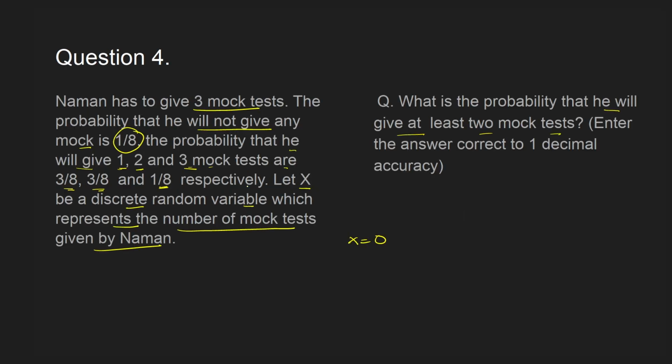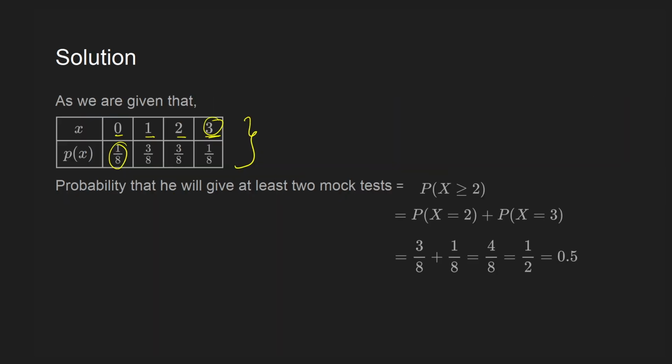Now we have to find the probability that he will give at least 2 mock tests, which is that we have to find probability that x is greater than or equal to 2, which will be equal to probability that x is equal to 2 plus x is equal to 3, because the maximum that x can take here is 3. Now for x is equal to 2, the probability is 3 by 8, and for x is equal to 3, probability is 1 by 8. Now we will take the sum, so the answer will be 0.5.